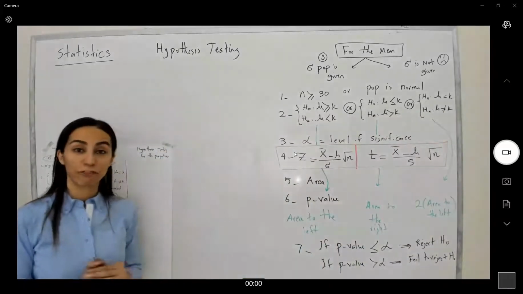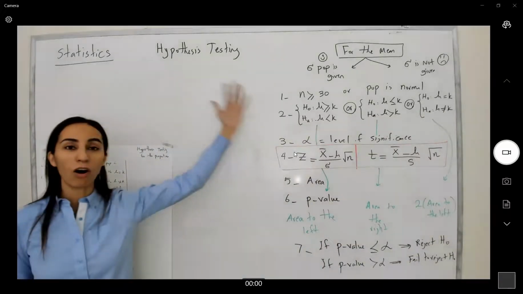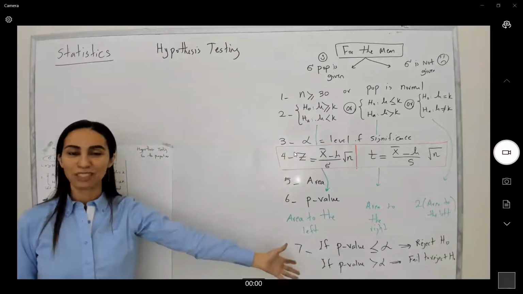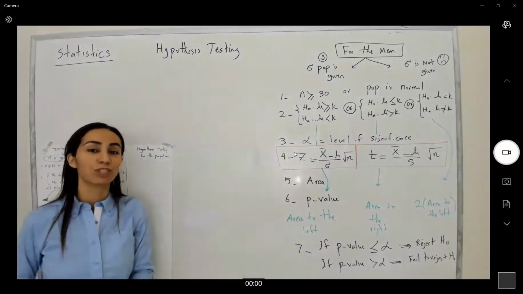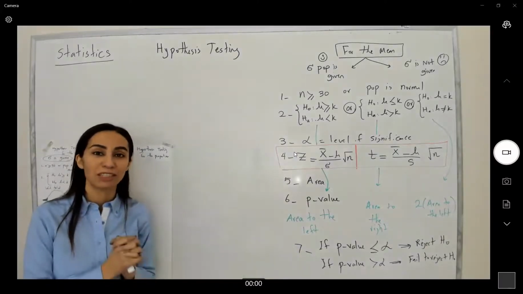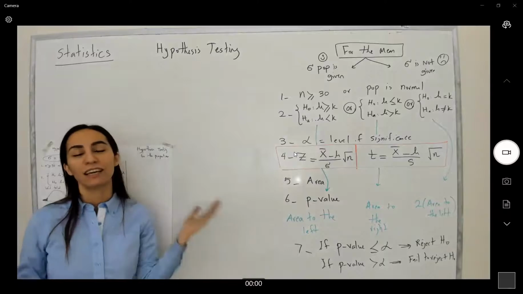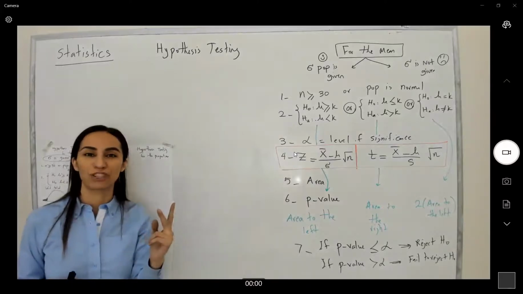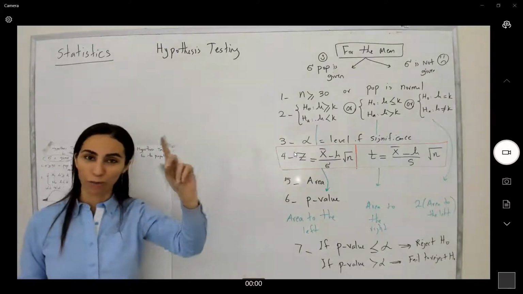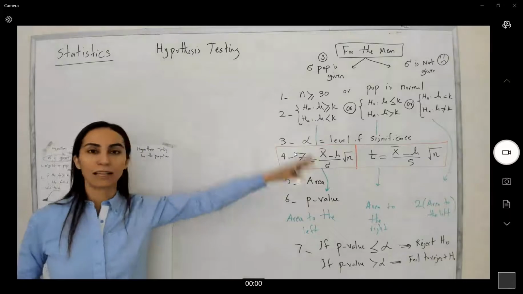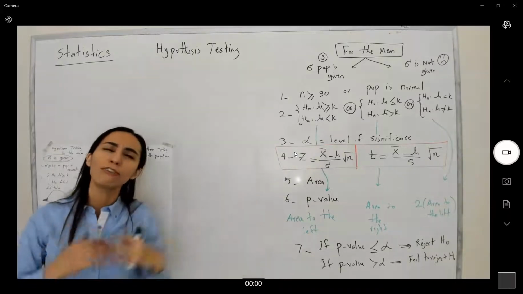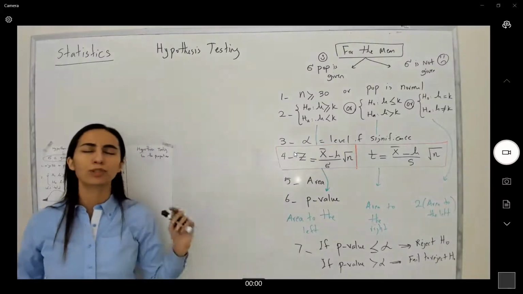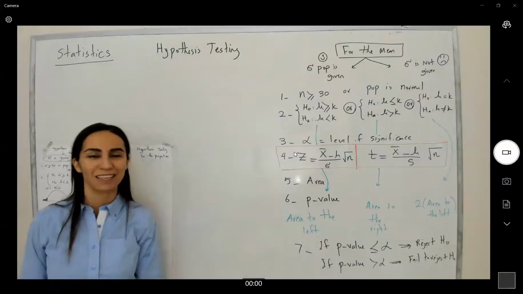Again, chapter 7 is all about following the steps. Chapter 8, which is related to chapter 7, there you deal with 2 populations instead of just 1 population. So if you understand these steps and feel comfortable about them, you will feel absolutely comfortable with chapter 8 as well.